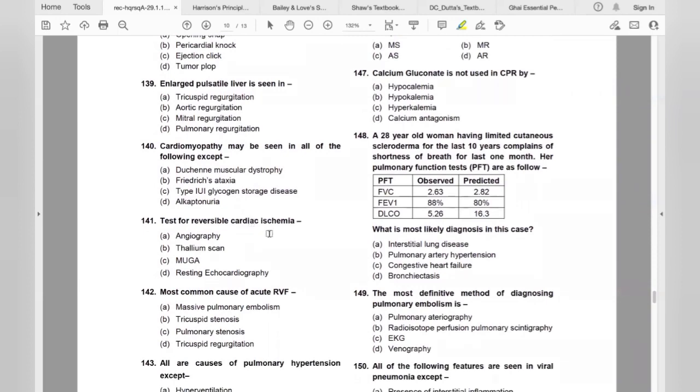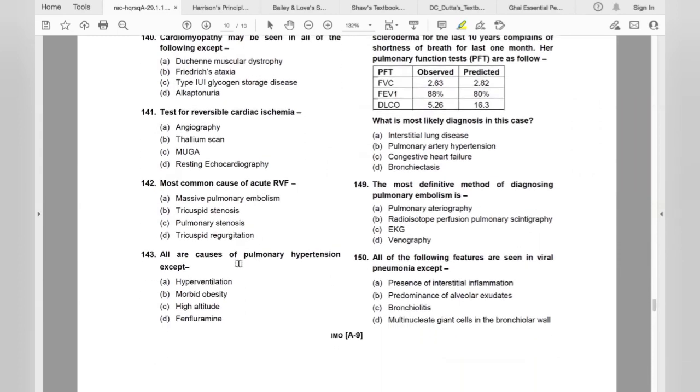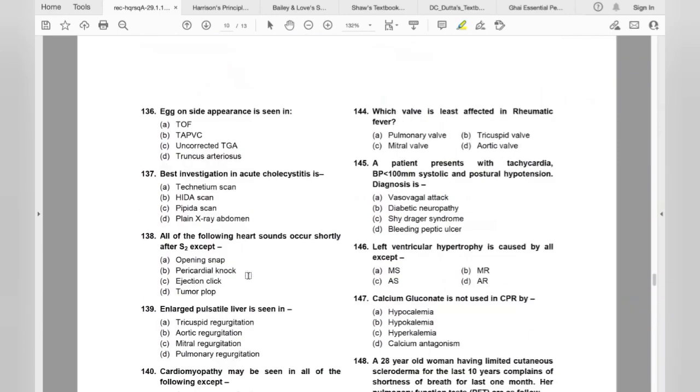Test for reversible cardiac ischemia is thallium scan. So test for reversible cardiac ischemia is thallium scan. So most common cause of right ventricular failure is, so answer is massive pulmonary embolism. All are causes of pulmonary hypertension except hyperventilation. Which valve is least affected in rheumatic fever? So answer is pulmonary valve.